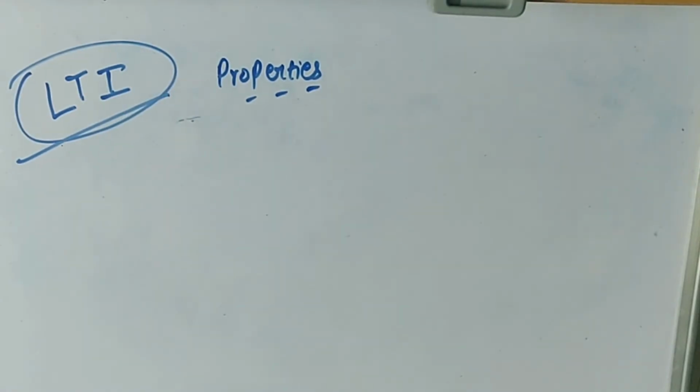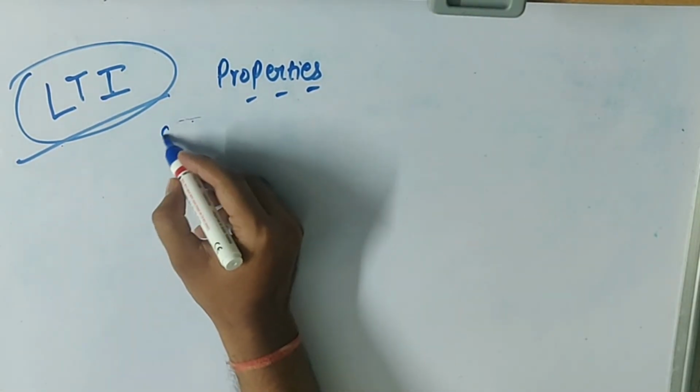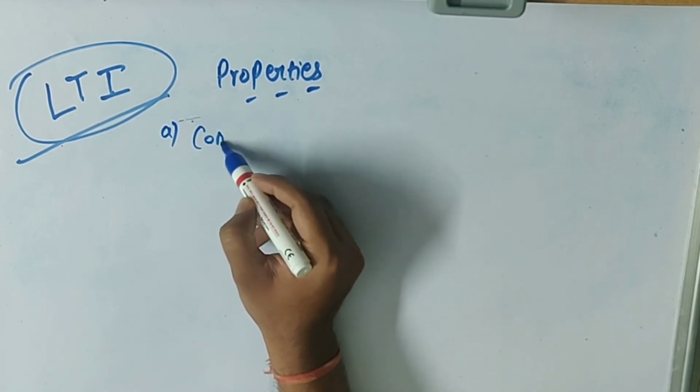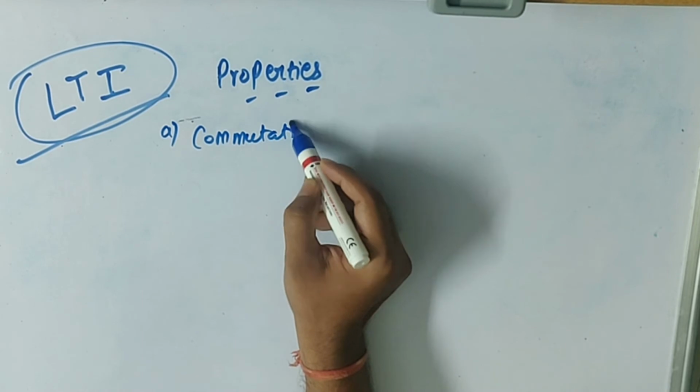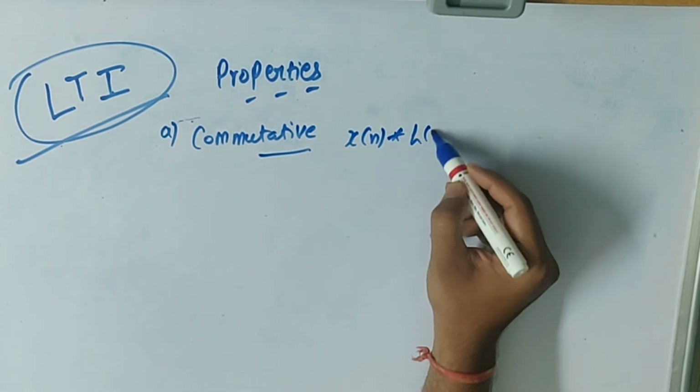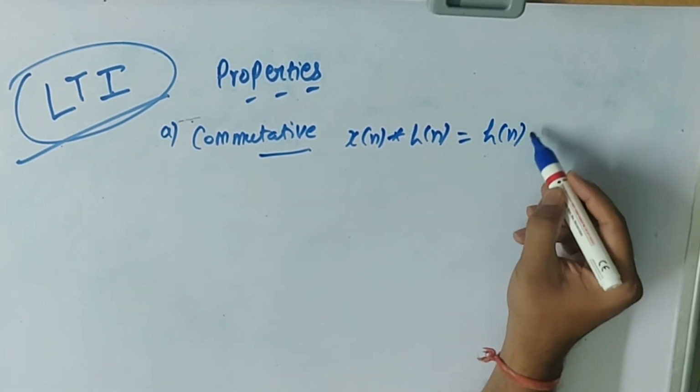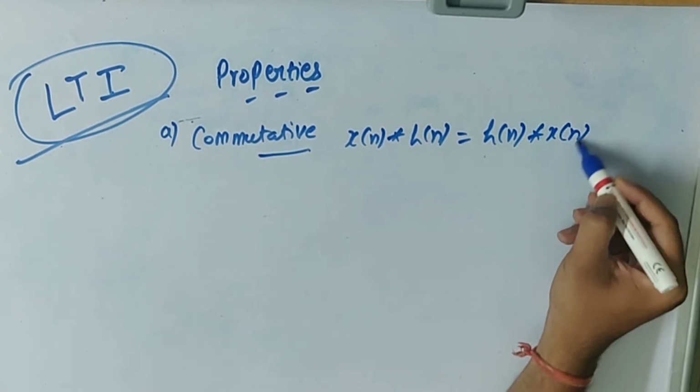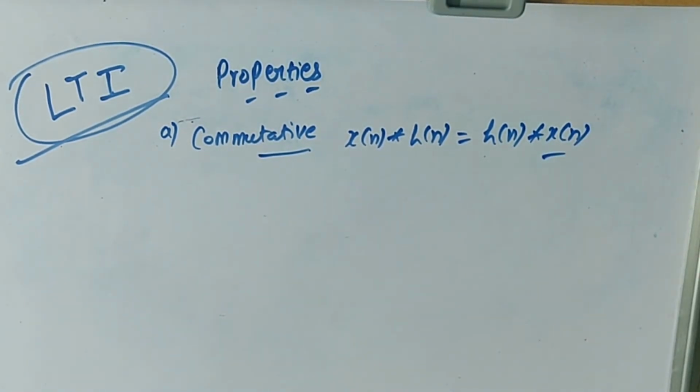Now let's discuss the properties of the LTI system. As an LTI system is defined by the convolution sum, its properties are defined by the properties of discrete time convolution. The first property is that the convolution sum is commutative. That means x[n] convolved with h[n] will be equal to h[n] convolved with x[n], because it follows from the linearity property.